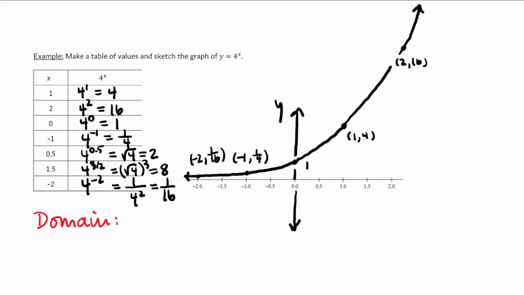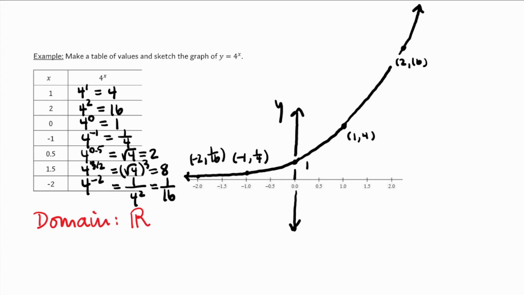But before we move on and graph another exponential curve, I want to point out about the domain and range. So the domain of an exponential function is going to be all real numbers, because there's not really anything that I could put into x. There's no real number that I could plug into x that would be a problem. We can take 4 to really any power that we want. Okay, so the domain is going to be all real numbers.